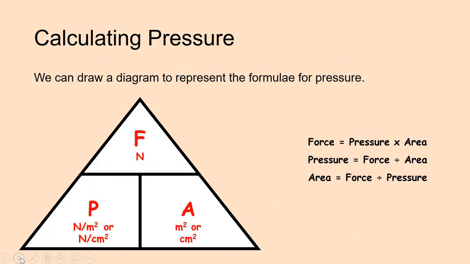We can draw a diagram to represent the formula for pressure. So we have force measured in newtons, pressure measured in newtons per metre squared or newtons per centimetre squared, and we have area, which is also measured in metres squared or centimetres squared. These are the three equations you can get from this triangle. So force equals pressure times area, pressure equals force divided by area, or area equals force divided by pressure.